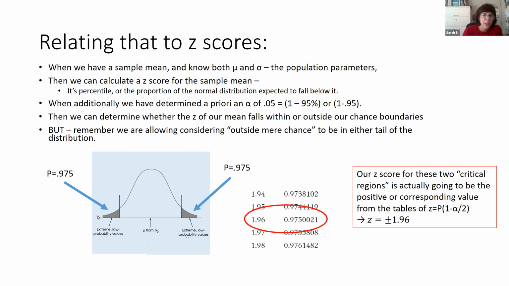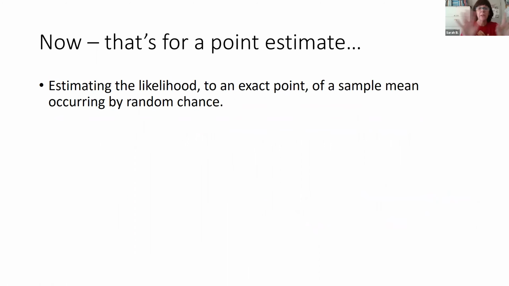It won't be in your book, because your book doesn't have negative scores. But it is the corresponding negative value, so it's minus 1.96. And the 5% for the alpha is divided over these two regions. Okay, so that's the point estimate. That was getting your z-score as it relates to a single point, and the likelihood of an exact point of a sample mean occurring by random chance.